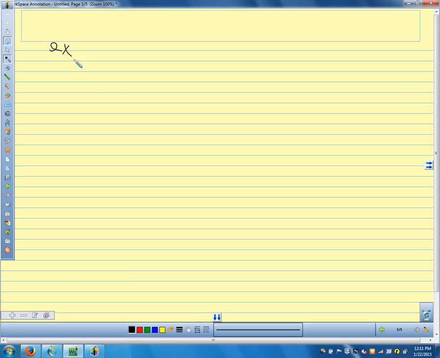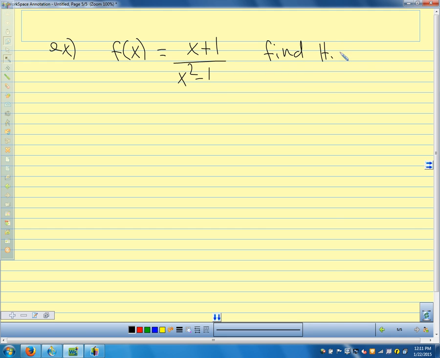So let's look at a couple of examples. f of x equals x plus 1 over x squared minus 1. We want to find horizontal asymptotes and vertical asymptotes. So the easy one to find first is the horizontal asymptote. So the degree of the numerator and the degree of the denominator, how do they compare?